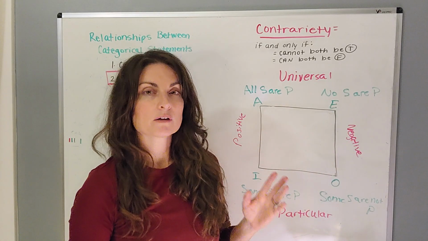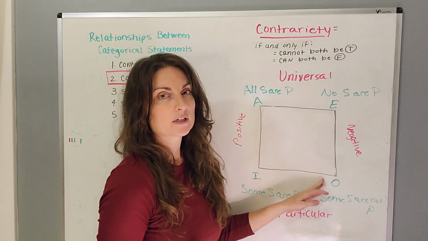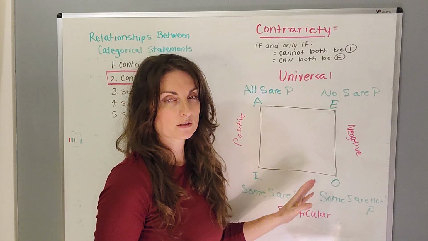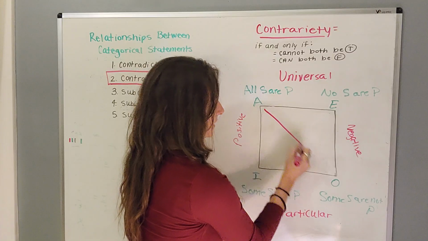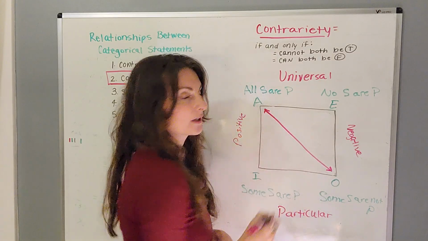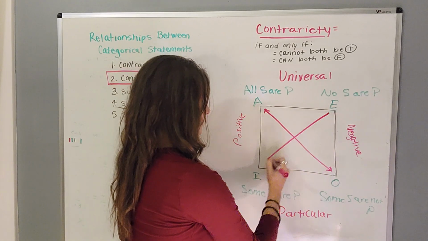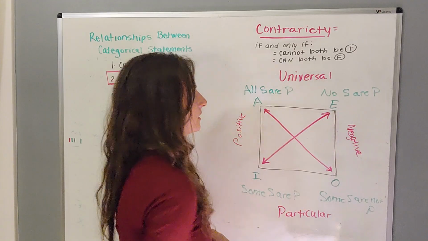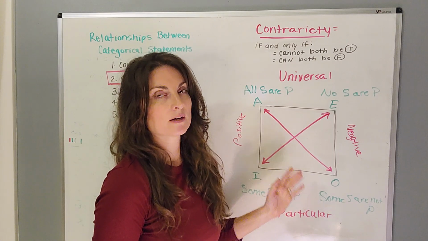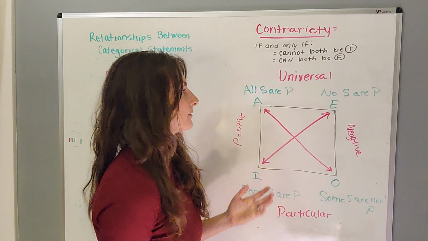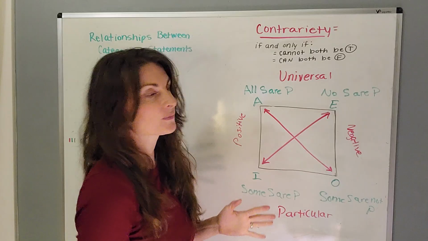Now, we have already covered contradiction, so I'm going to add the contradiction relationship. A and O contradict each other. One is always true and one is always false. They cannot both be true and they cannot both be false. We covered that last time. If you need a refresher on that, go watch that because I'm not going to get further into it right now. E and I also contradict each other. So these cannot both be true and they cannot both be false at the same time. One is true and one is false.